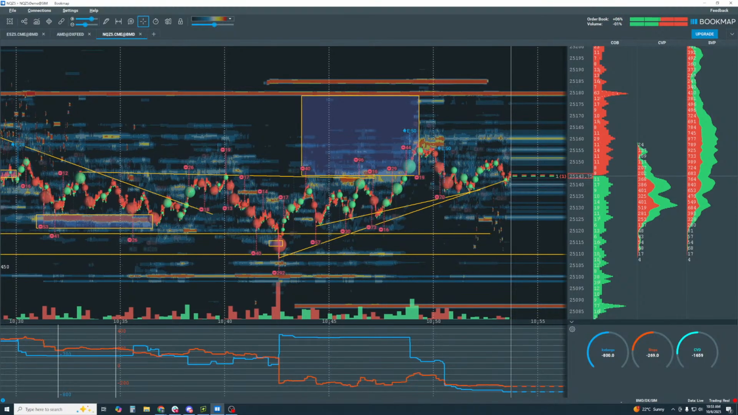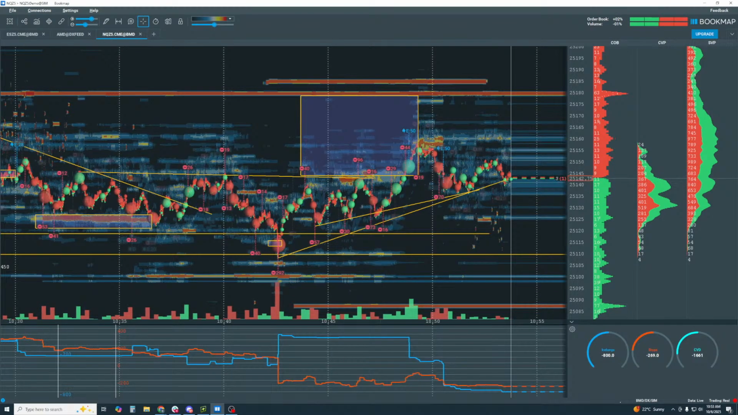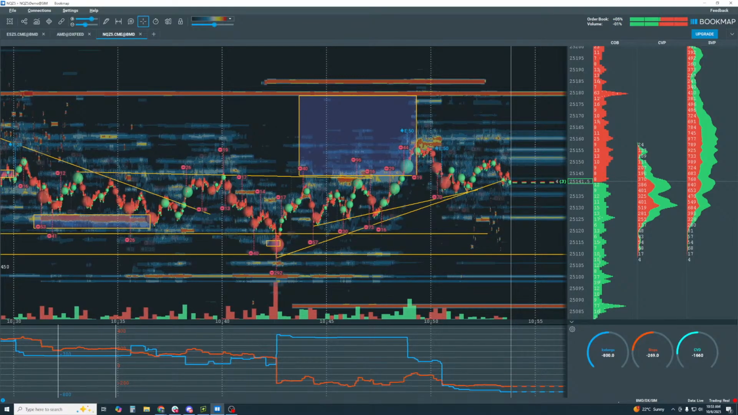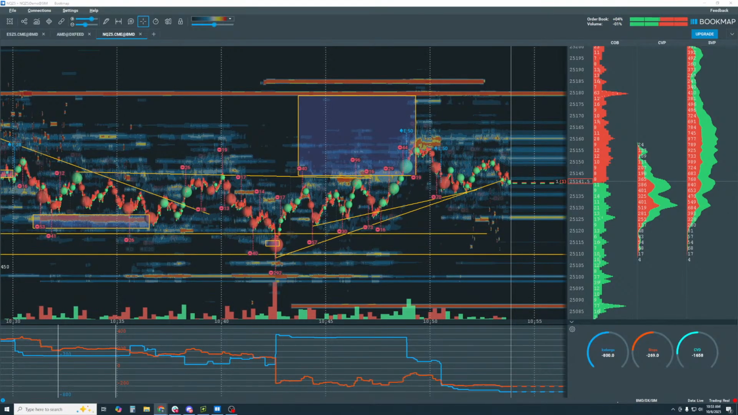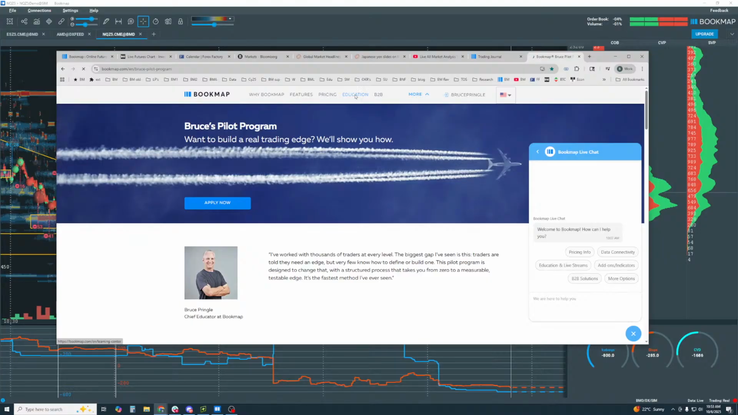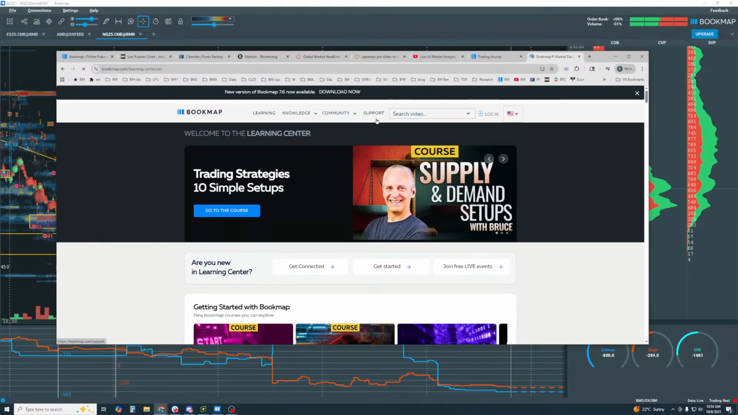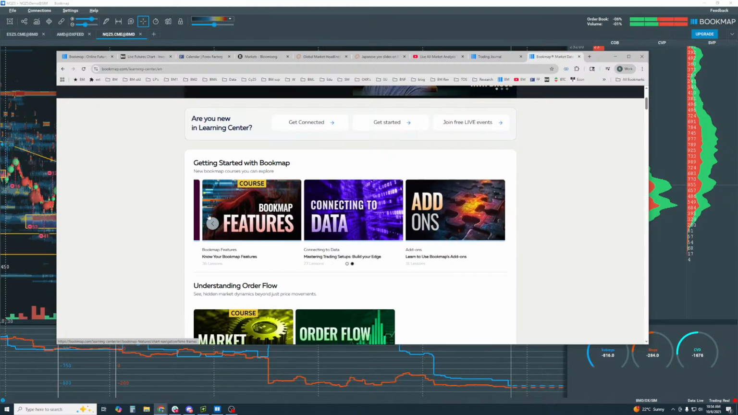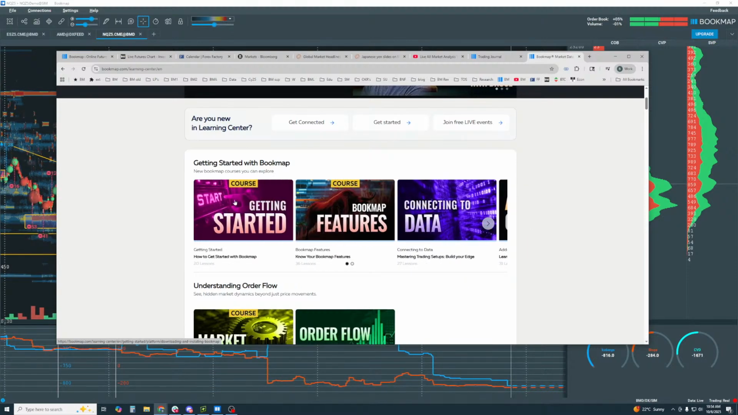Are there resources to help with getting up and running with the heat map, Joe? Absolutely. Joe, let me show you. If you go to bookmap.com and just click on education here, that's going to take you to the Bookmap Learning Center. There's a getting started course here, how to get up and running. Then all the Bookmap features are in here, connecting to data, the add-ons. This will get you up and running.